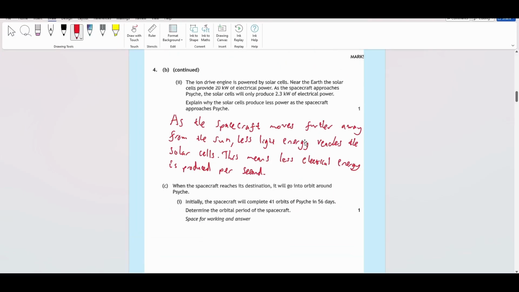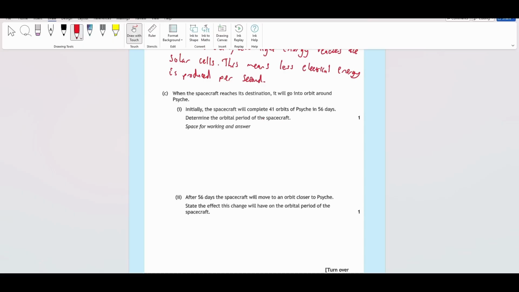Question 4BII says, the ion drive engine is powered by solar cells. Near the Earth, the solar cells provide 20 kilowatts of electrical power. As the spacecraft approaches Psyche, the solar cells will only produce 2.3 kilowatts of electrical power. Explain why the solar cells produce less power as the spacecraft approaches Psyche. So I've written, as the spacecraft moves further away from the sun, less light energy reaches the solar cells. This means less electrical energy is produced per second.